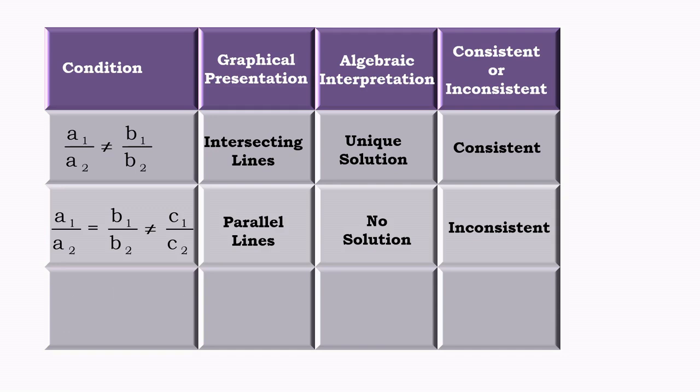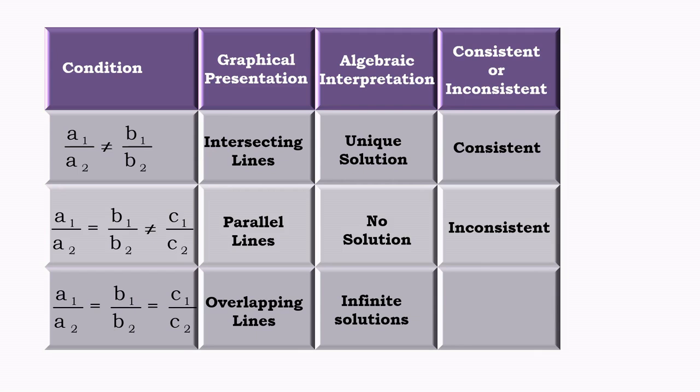Third case. When a1/a2 equals b1/b2 equals c1/c2. Graphically, the lines overlap or coincide. Algebraically, there are infinitely many solutions. So, the system is consistent.